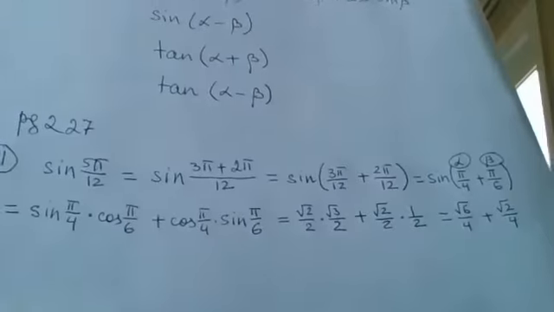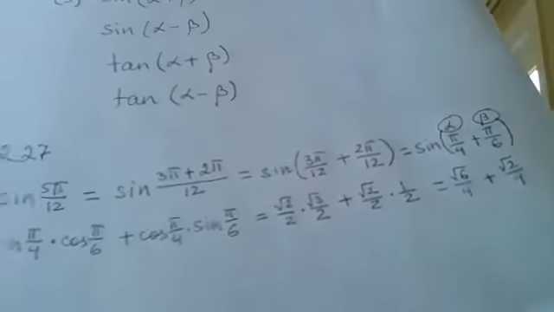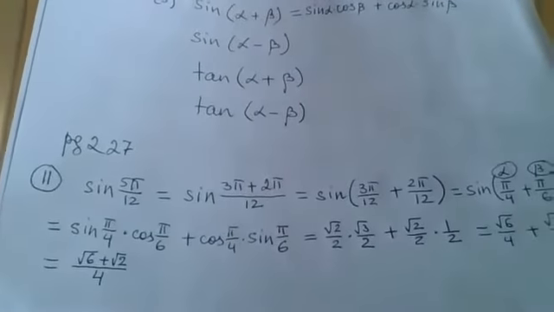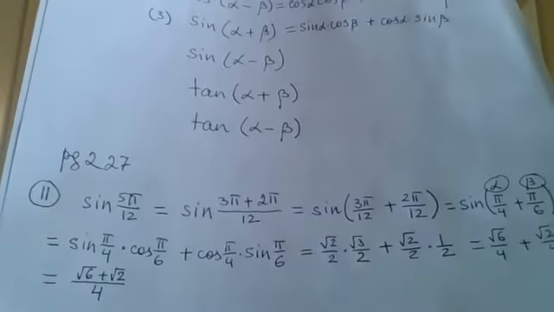Let's simplify. Square root of 2 times square root of 3 is square root of 6. 2 times 2 is 4, plus square root of 2 times 1 is square root of 2, again over 4. I definitely like to unite them in one piece for a better looking answer. So it will be square root of 6 plus square root of 2 on the top, over 4.